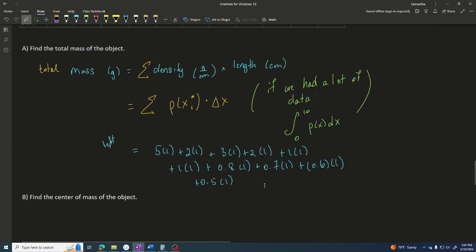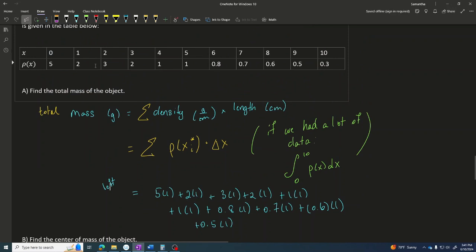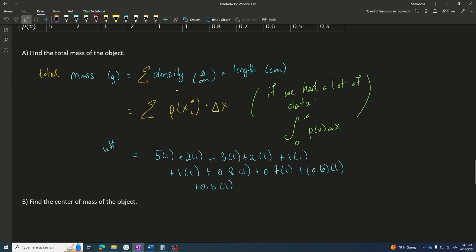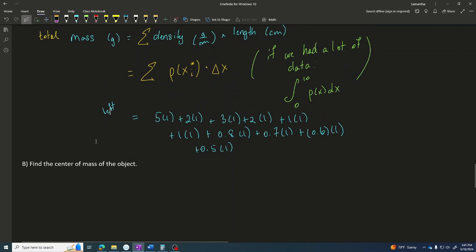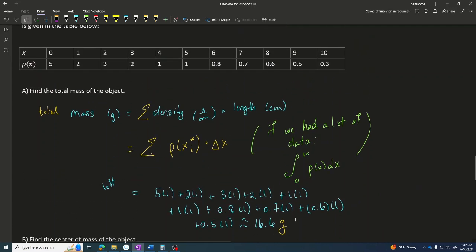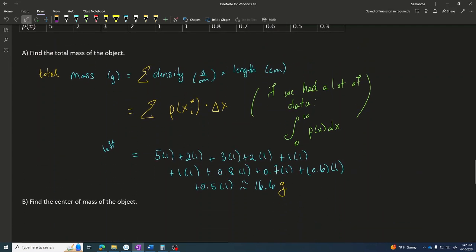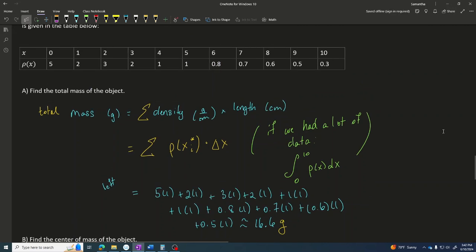So here what I've just written down are all these left values, these left outputs, multiplied by my delta x, which is 1 every single time, and the sum of these outputs and these delta x's gives me the total mass using a left Riemann sum. So let's go ahead and use a calculator to find out what this number would be. So this works out to be 16.6, and this would be grams because once again, this is the estimated total mass of the object, estimated using a left Riemann sum and using the data in this table.